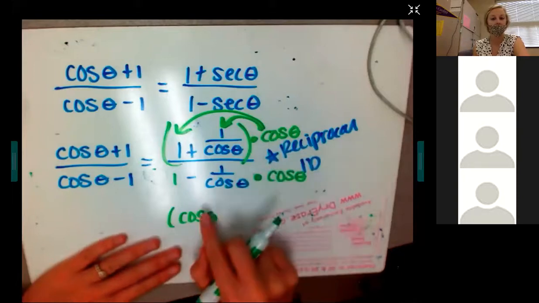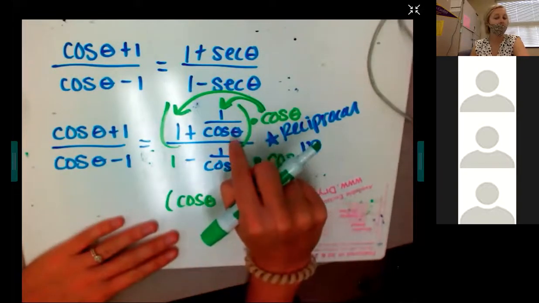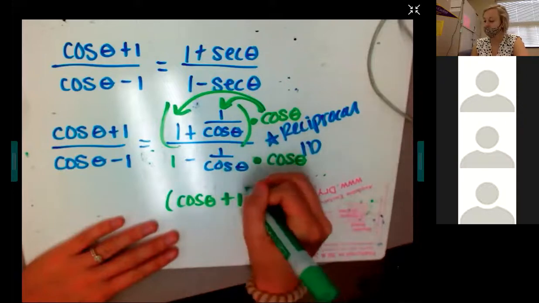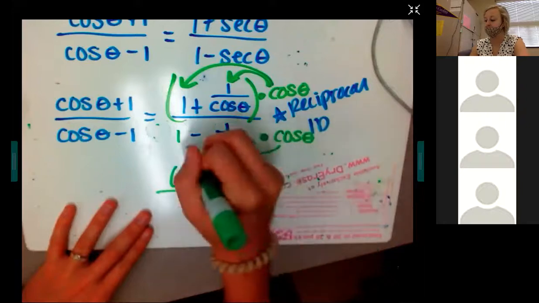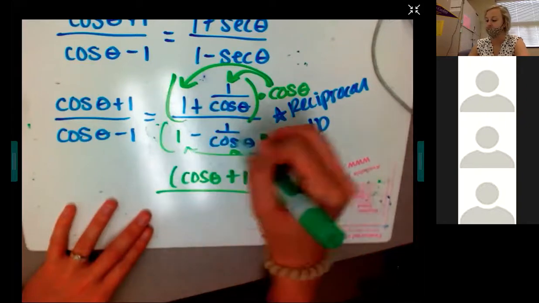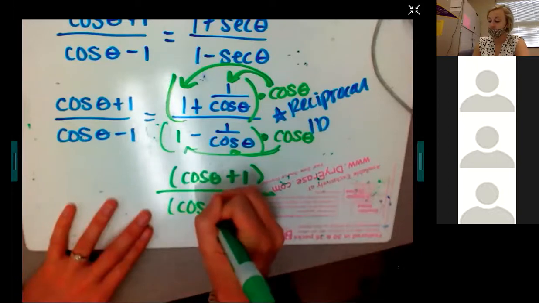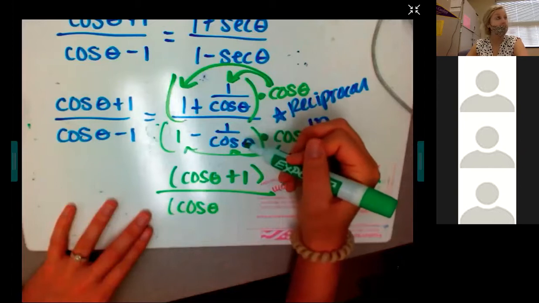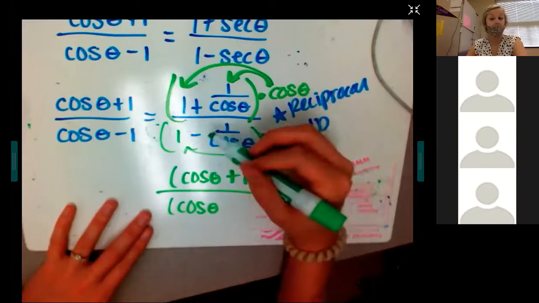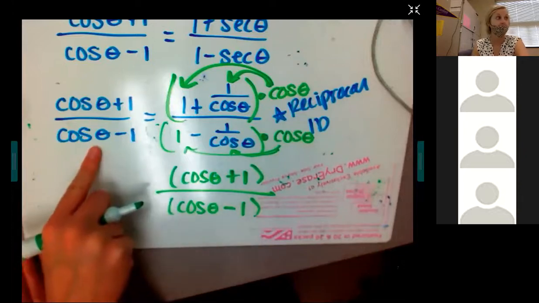What's 1 times cosine? Cosine. What is cosine times 1 over cosine? Just 1. And then in the denominator, same thing. I'm going to have to distribute this to both terms because it's a binomial. So 1 times cosine is cosine. Cosine times 1 over cosine is just 1, and it was minus 1. So now does this side match that side?